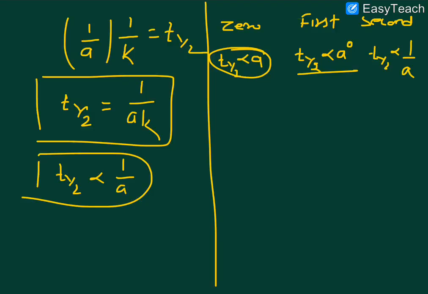So there is a major difference between zero, first and second order reactions. These are the three different types of reactions in which we can calculate the time as well as rate constant of these equations.